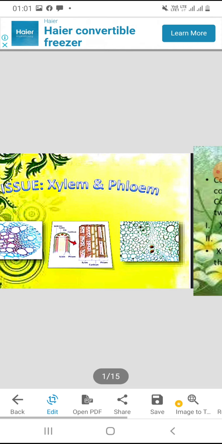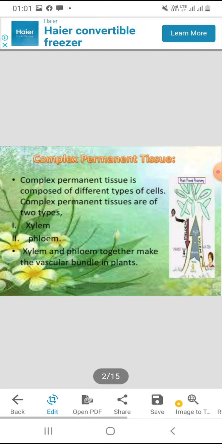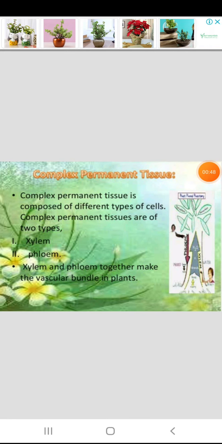So students, complex permanent tissue is composed of different types of cells. Complex permanent tissues are of two types, xylem and phloem. So we can say this tissue is heterogeneous, comprising more than one type of cell, and all function as a single unit. This tissue is involved in conducting the sap and food from source to sink area.